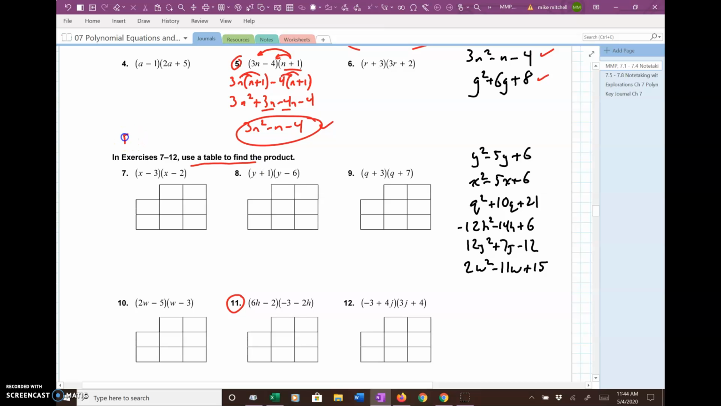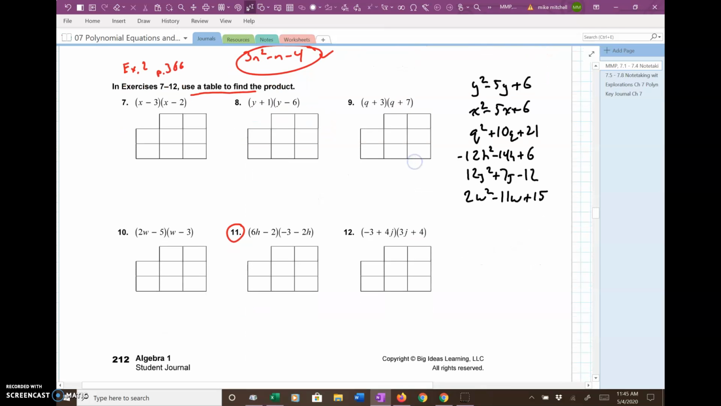This is example 2 on page 366. Just so you know, you can see some more examples there. They've got videos in your book, don't forget. But this method, the one that people who struggle with other methods, works best. So I'm going to do number 11 down here.